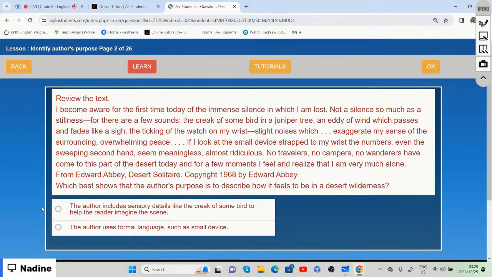So by looking at that very same text, which best shows that the author's purpose is to describe how it feels to be in the desert wilderness? Is it the author includes sensory details like the creak of some bird to help the reader imagine the scene, or the author uses formal language such as a small device?